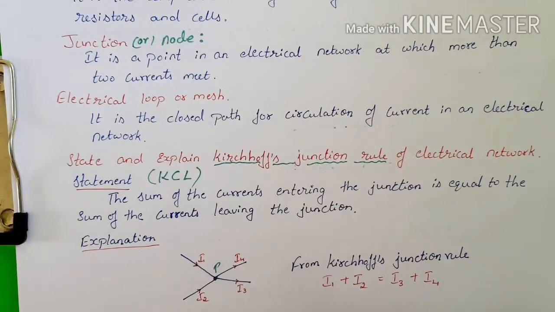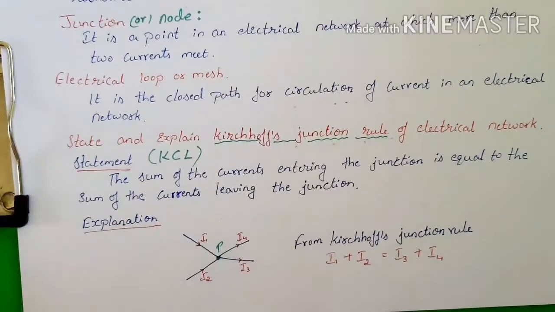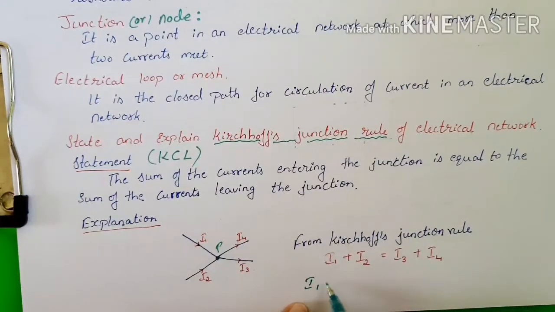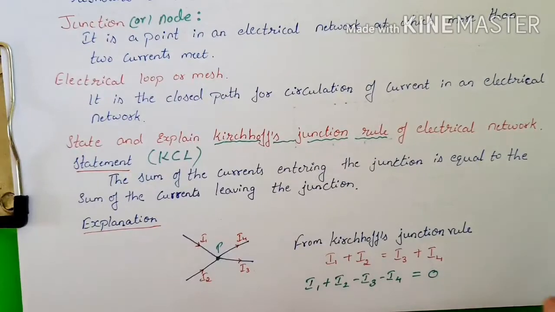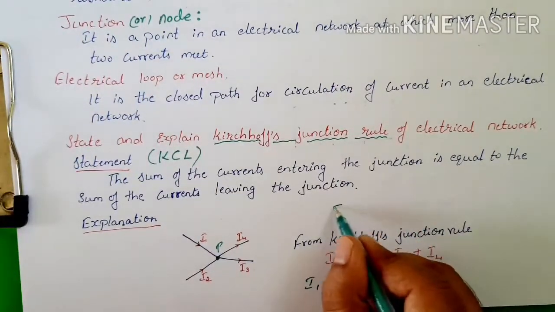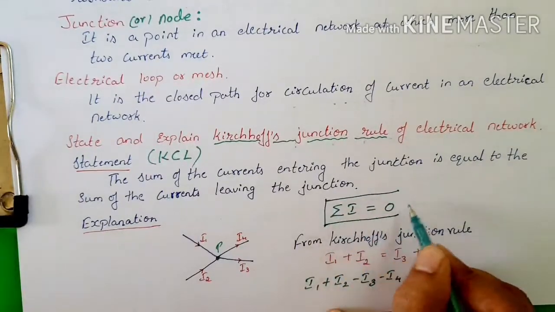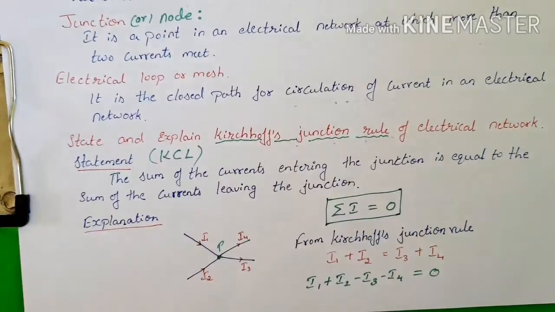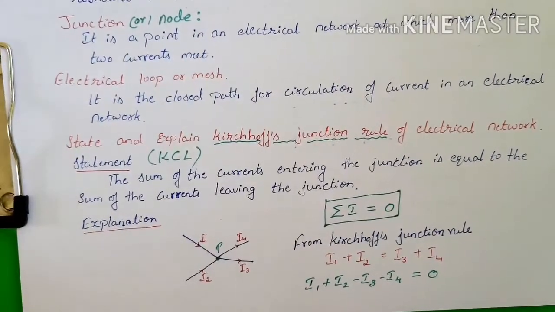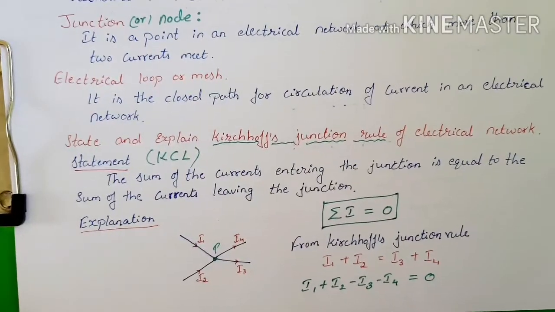By convention, when solving a circuit, the currents which are entering we take as positive, and currents which exit we take as negative. By that assumption, I can write one more equation: I1 is positive, I2 is positive, but I3 is negative and I4 is negative, and that is equal to 0. I can write that the algebraic sum of the currents at the junction is 0. So this is KCL, Kirchhoff's current law, or Kirchhoff's junction rule.